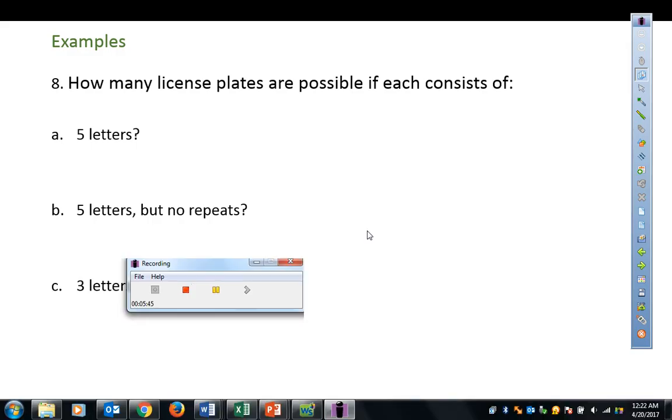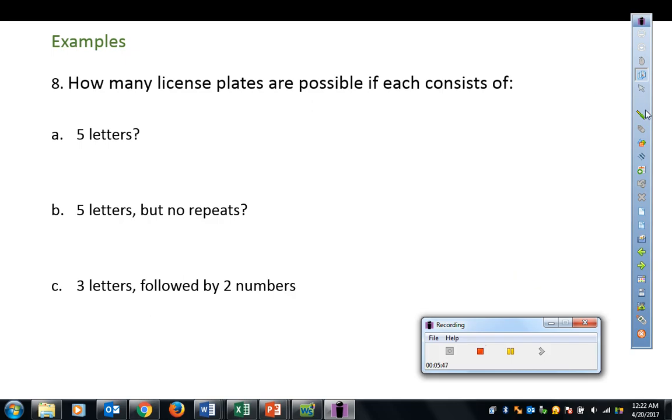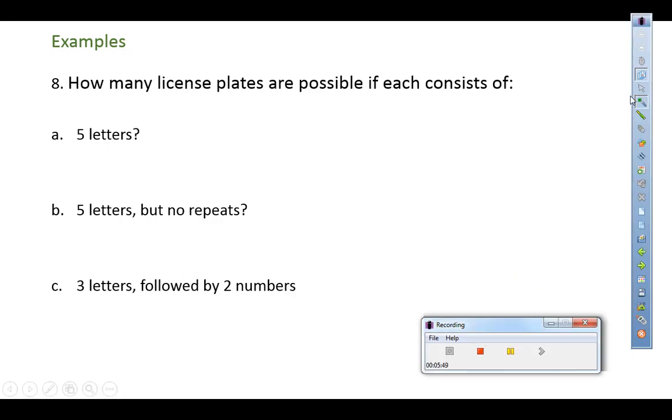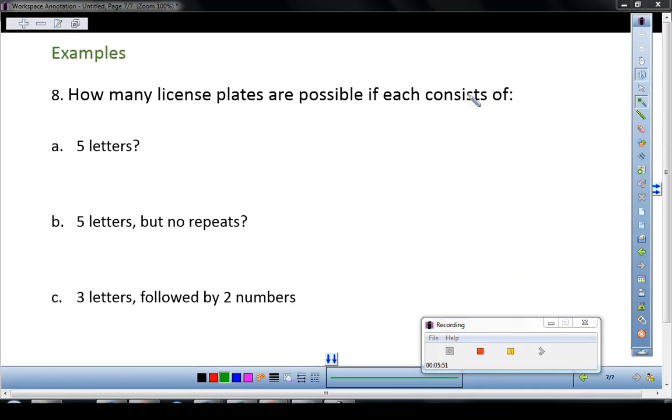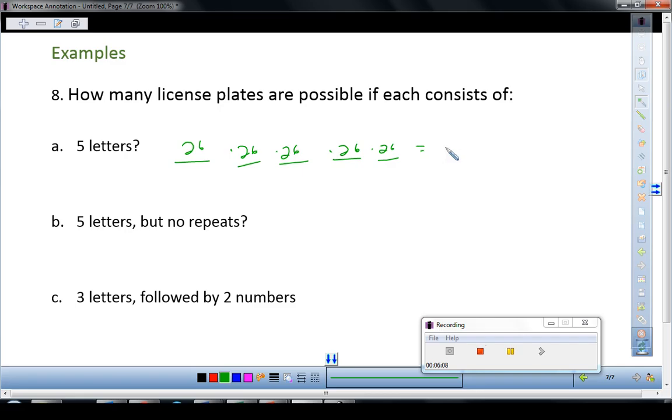So if we get into some more of these types of problems, how many license plates are possible if each consists of 5 letters. So 5 letters, I have 26 times 26 times 26 times 26 times 26. Again, multiply those out. There's 26 possibilities for each of the 5 spots. I take that, or just 26 to the 5th power, obviously. You get 11,881,376.